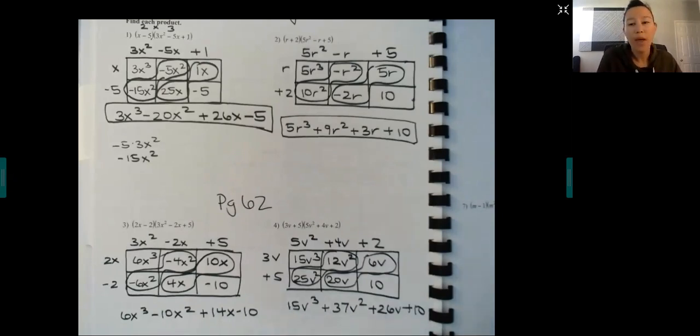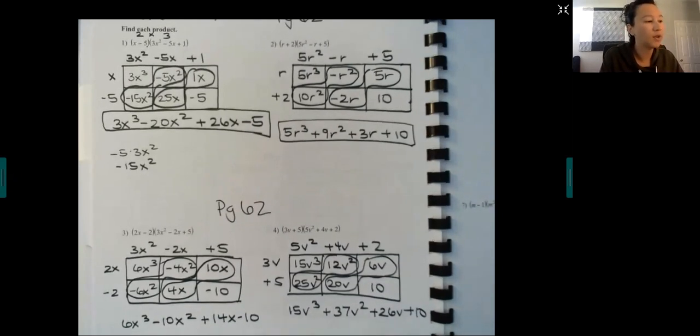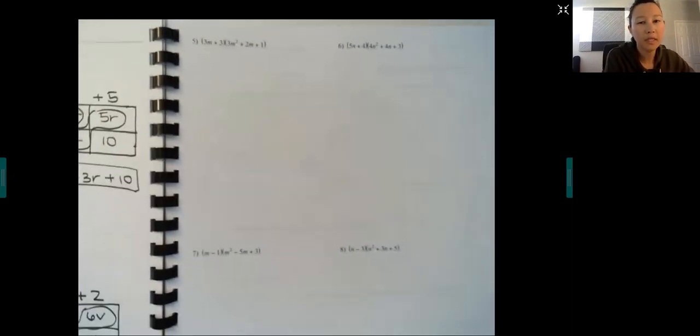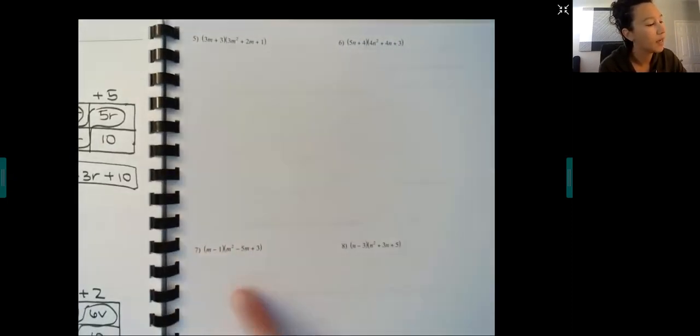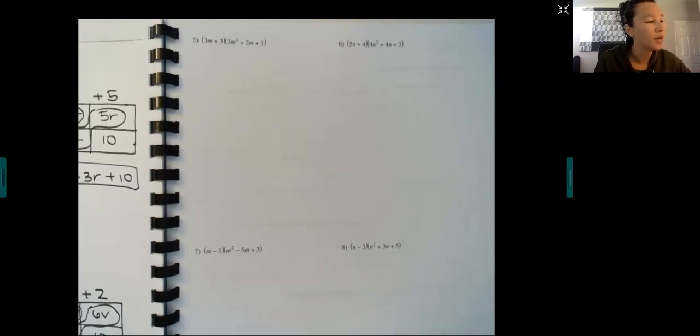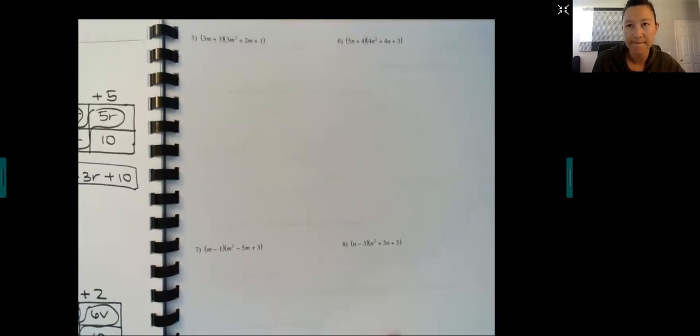Okay, so if you haven't finished this assignment, you will need to go ahead and practice and complete number 5, 6, 7, and 8 on page 63. We have other people that are ready to go on to the next. So are there any questions on how to do the binomial times the trinomial before I move on?